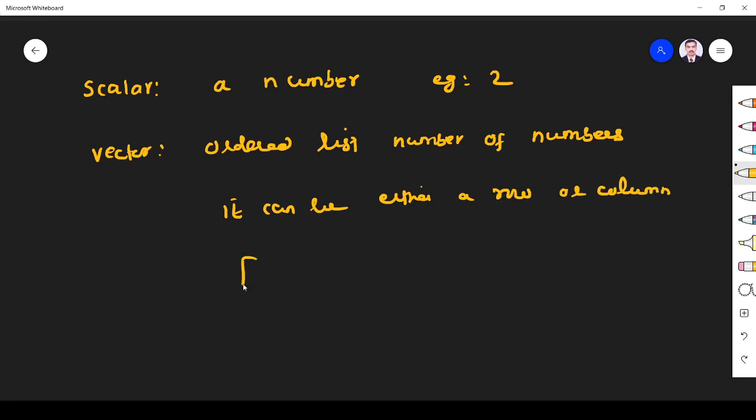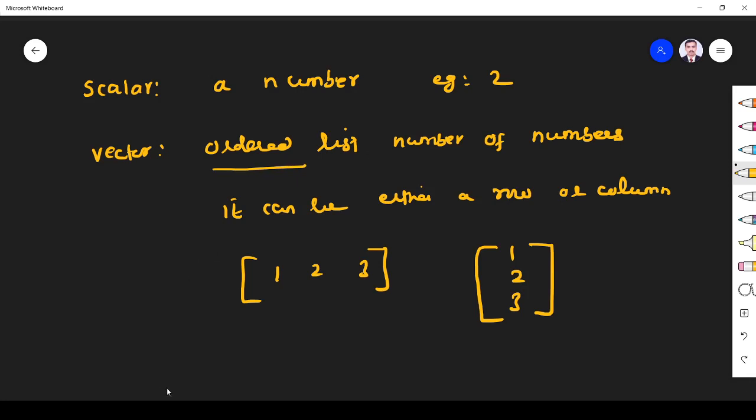So 1, 2, 3. This is a vector. It is a row vector, or it can be 1, 2, 3 written vertically. It is a column vector. So you see the numbers are listed in order. The very important word here is ordered list.